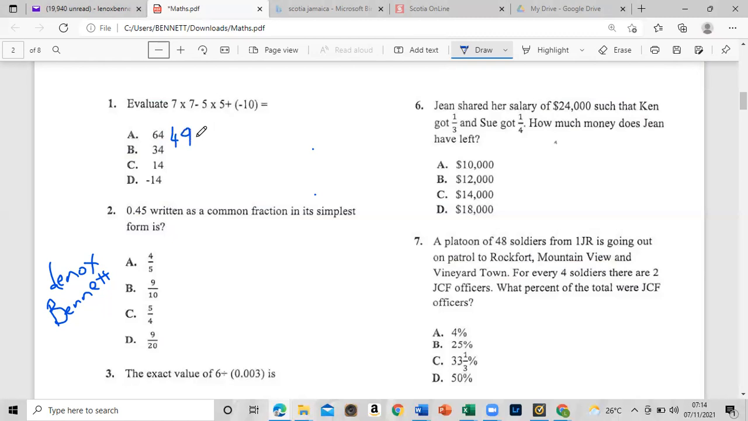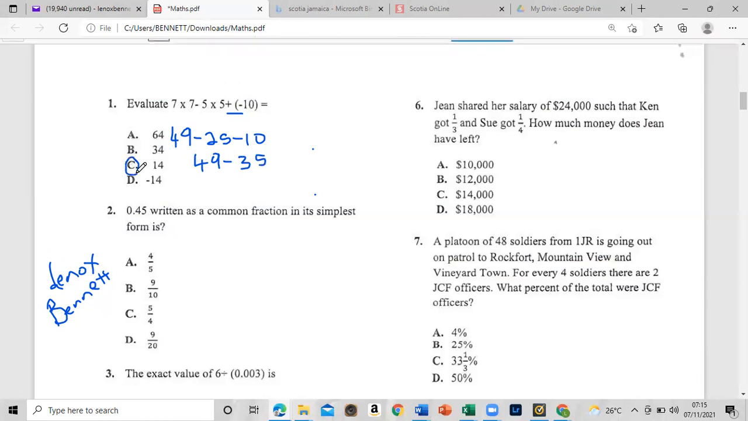Negative 5 times 5 will give us negative 25, plus a negative 10. A negative and a positive will give you a negative. So all we have to do is just add these two negative numbers and subtract, right? So it's 49 minus 35. And that's starting to look like 14.